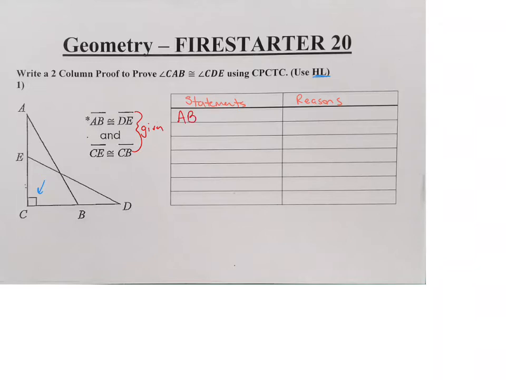AB is congruent to DE. And CE is congruent to CB. Both of those are given. And actually, this is given too because it's on the figure. So I do get to say that the measure of both angles are 90 degrees.